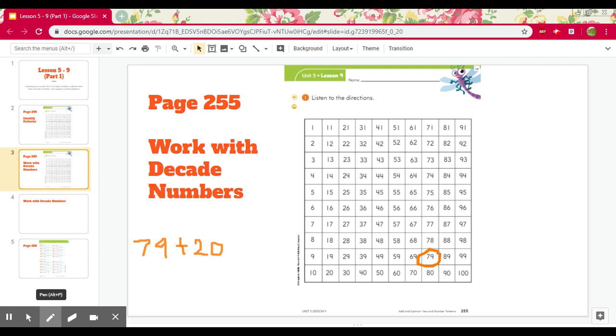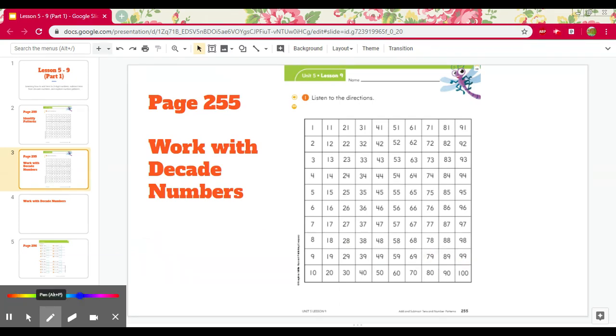We will move 2 spaces to the right because each space is 10 more, and we have to add 20. So 1 space is 10, another space is 20. The total is 99. 79 plus 20 equals 99.